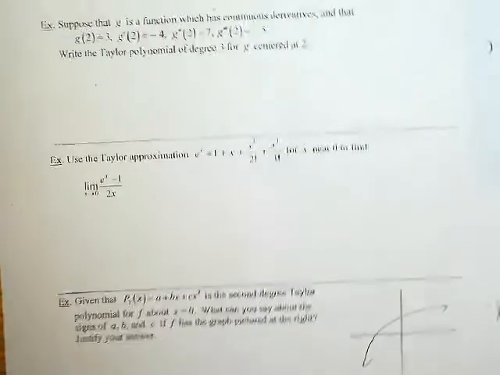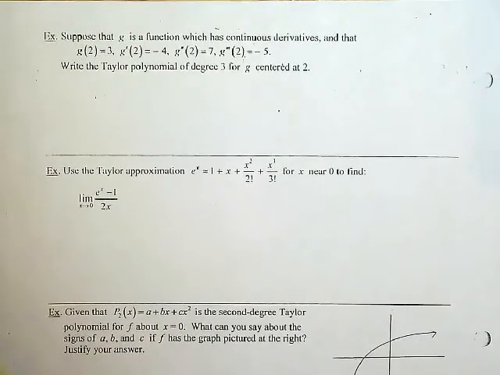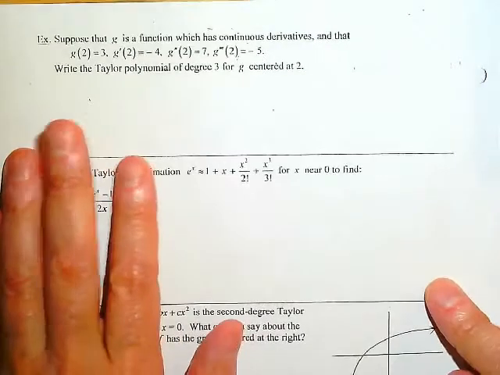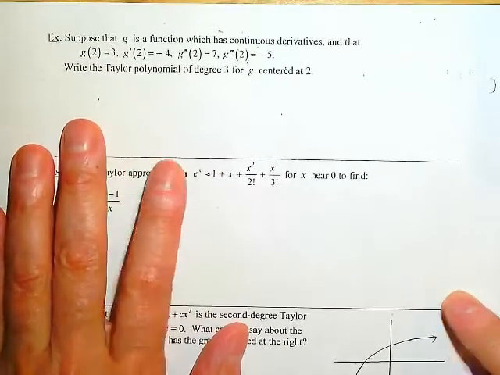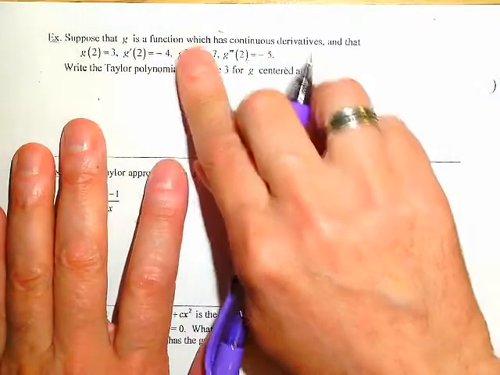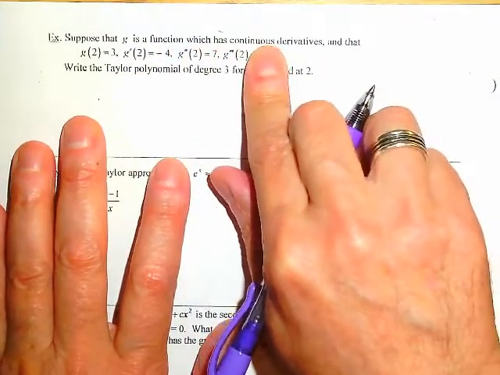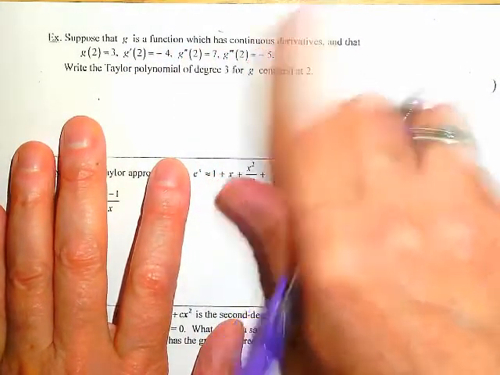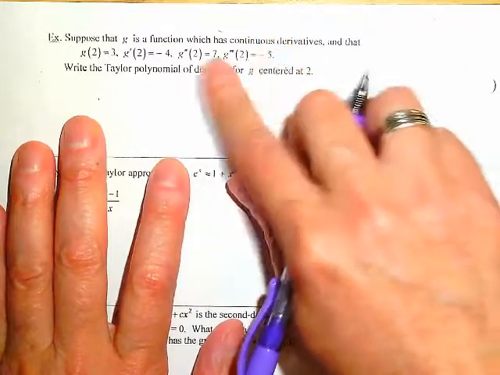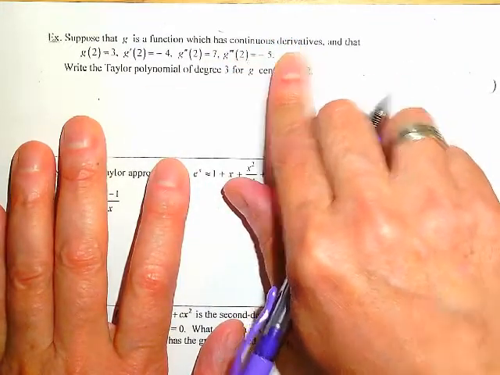This next one typically shows up on the AP test every year, so I would put a star by this. They might find a clever way to do this. Suppose that g is some function we don't know about, and it has continuous derivatives. In other words, we can take the derivatives of that forever and ever. There's no sharp turn where there wouldn't be a derivative there.